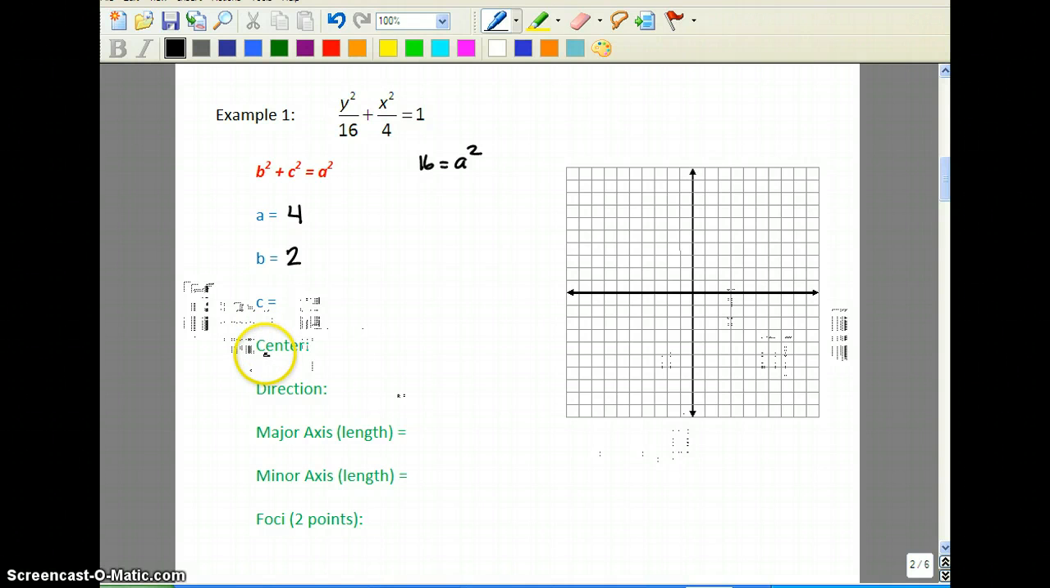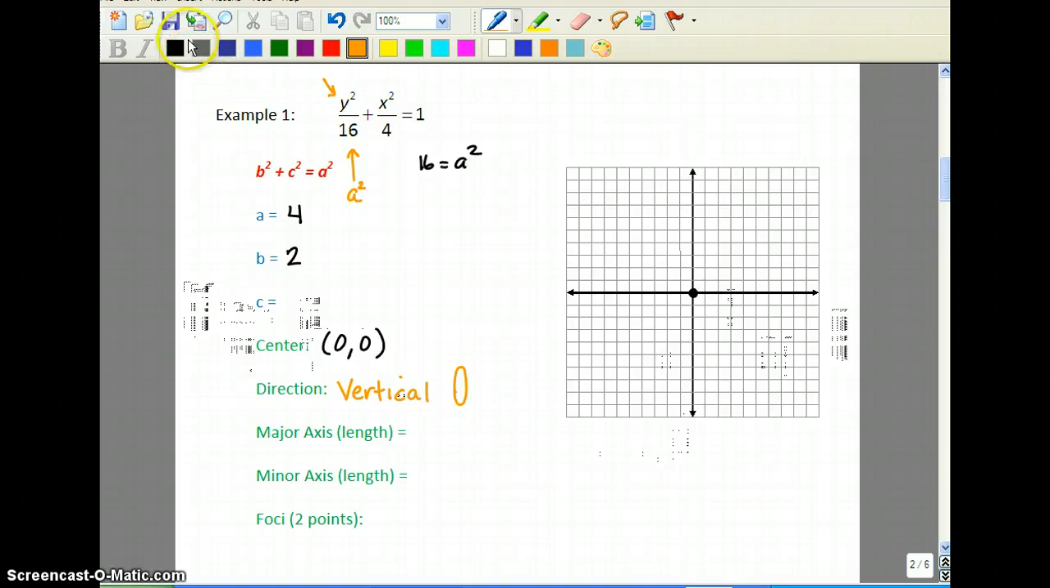Now, what's the center? Well, there's no parentheses up here, so the center is just 0, 0. So it doesn't move. So the center is here. This is the A. Okay, so for the direction, you want to look up here, and this is Y. So since that's Y, the direction is vertical, meaning it's going to be this kind of an ellipse.